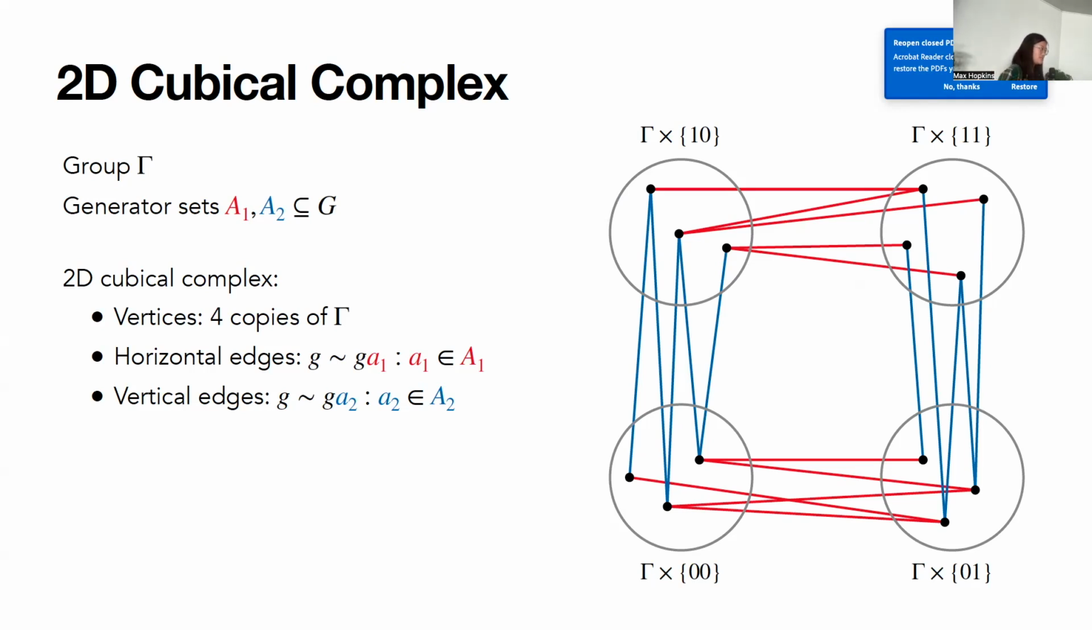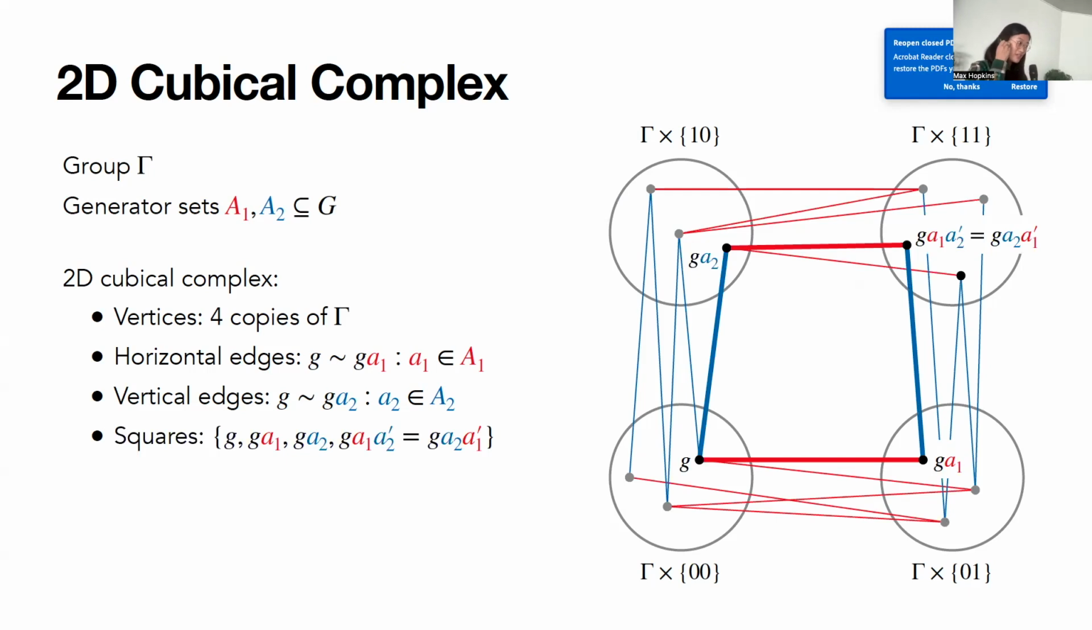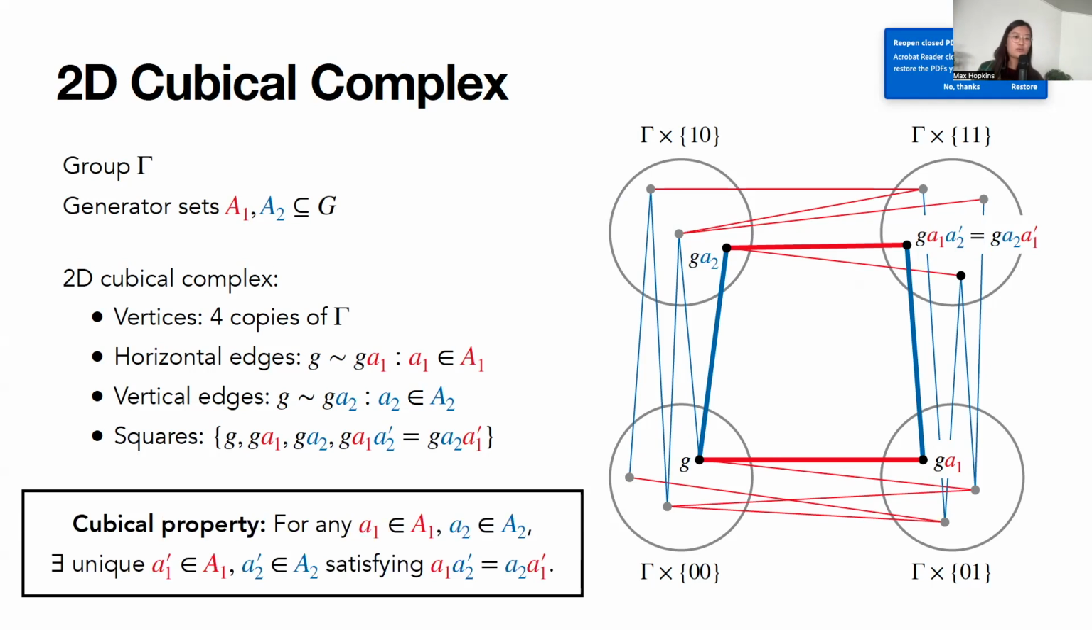Okay, 2 dimensions means we need more than edges. What is more than edges? Well, squares are more than edges. So the 2D cubical complex consists of vertices, edges, and also squares. Squares are simply collections of 4 edges that form a square in the complex. Great, and then you want these generator sets to satisfy a property to make sure that squares actually do arise. For most choices of generator sets, you won't get squares. So how do you get squares? Well, you have to satisfy what's called the cubical property, which is the following property.